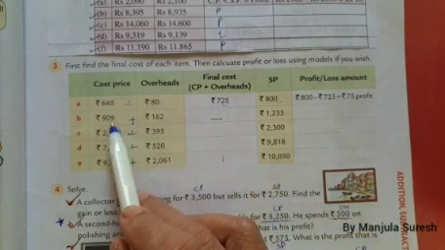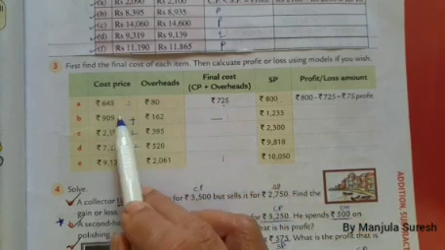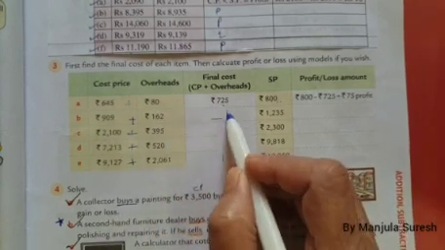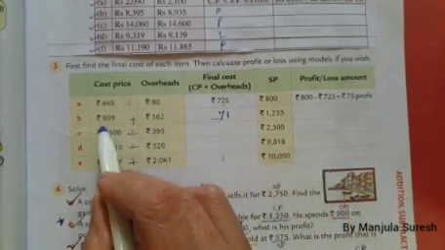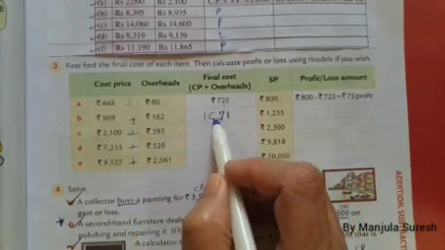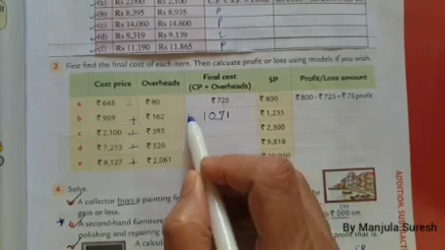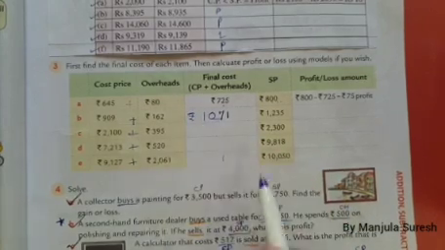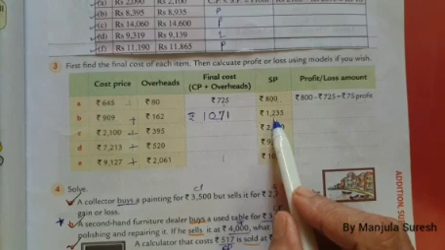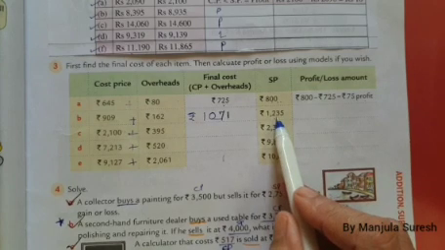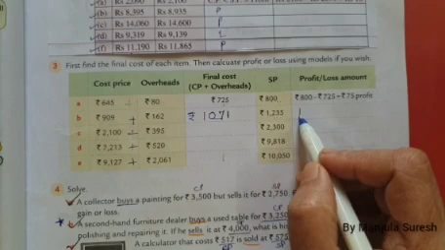Now let us do one more question. When we add these two, we will get 9 plus 2, 11, carry 1, 6 and 1, 7, and 9 and 1, 10. 1071 rupees is the cost price. And 1235 is the selling price. Which is more? Selling price is more, so we are making profit.